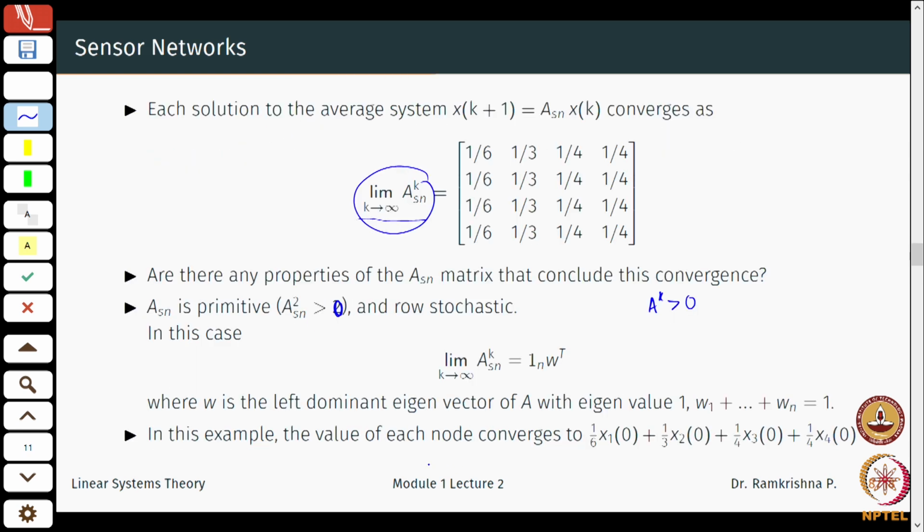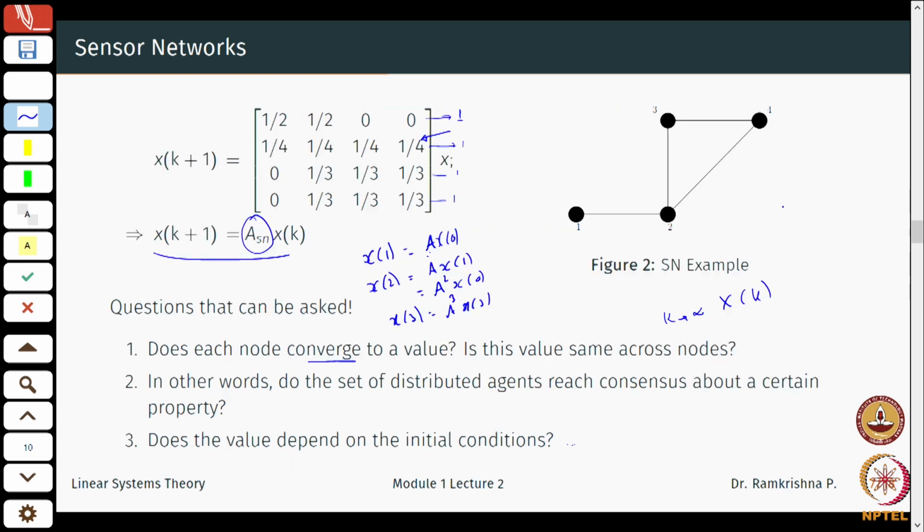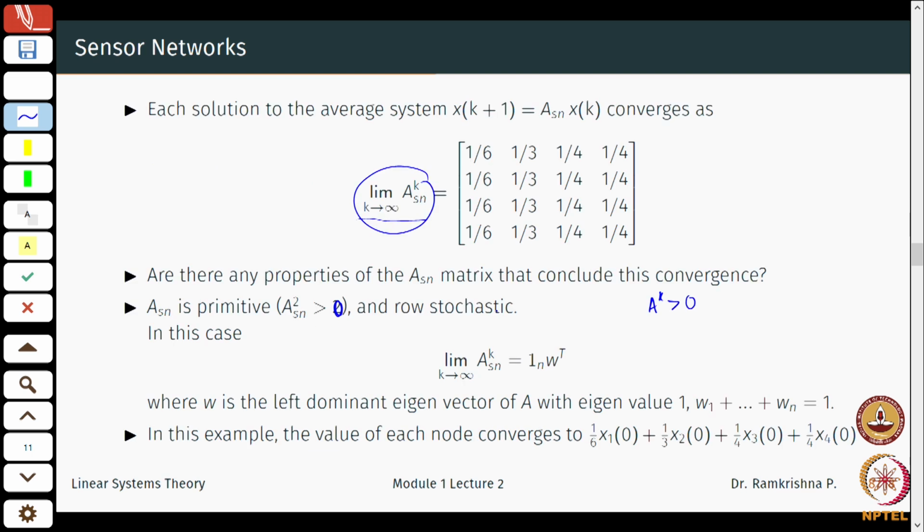It says the following: if these two things are satisfied, you can see that in this example you compute A square and it will be greater than 0. You can just do this as a very trivial exercise. So, this is satisfied and it is row stochastic, which means all the rows add up to 1. In this case, the limit or the convergence algorithm says that as k goes to infinity, A power k converges to this number, where 1n is simply 1, 1, 1, 1, n times.